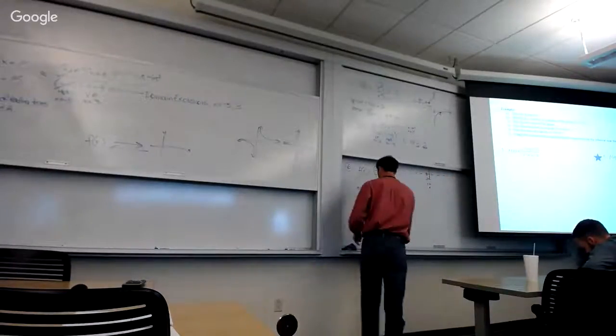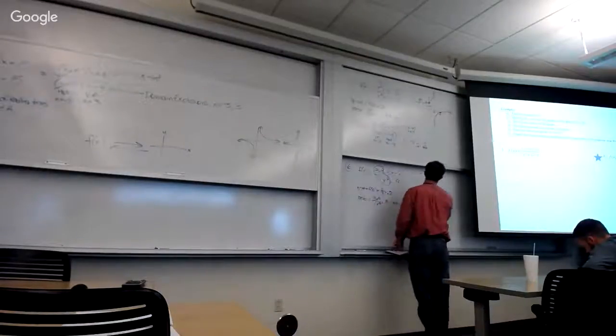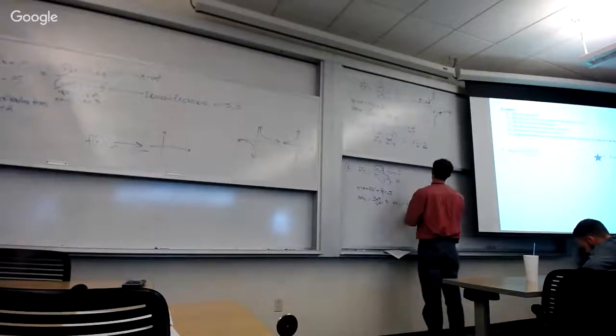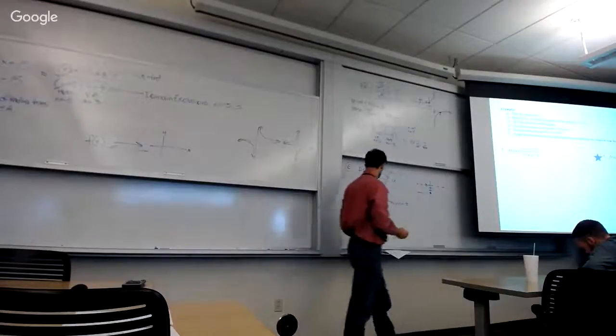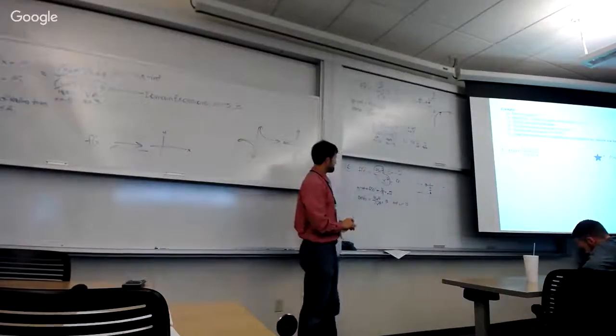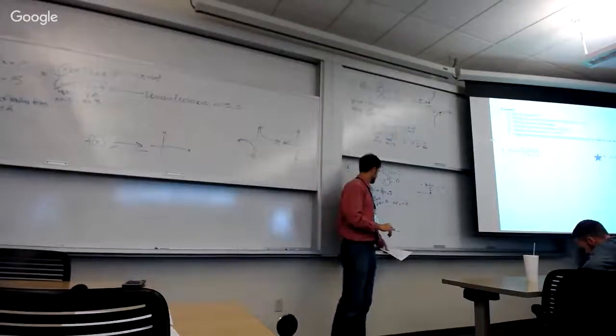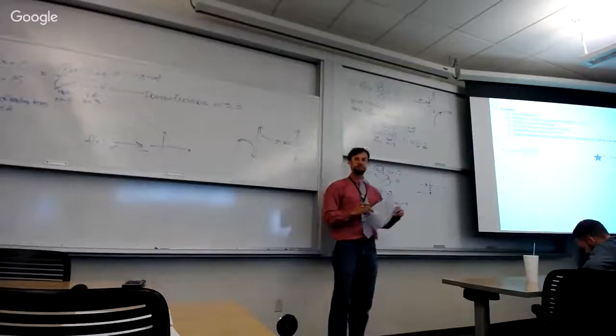Should probably scoop my whole graph down. I'm going to do that again. I'll bring that graph down. 1, 2, 3. There's my y-intercept. And there's my horizontal asymptote. All right, then what do we do?